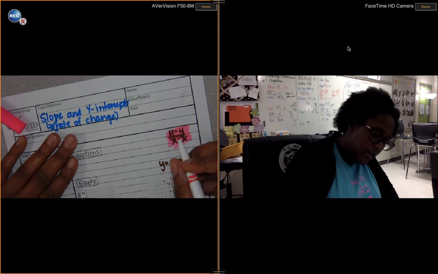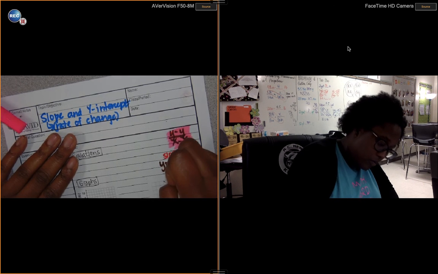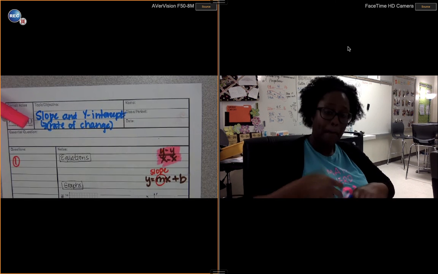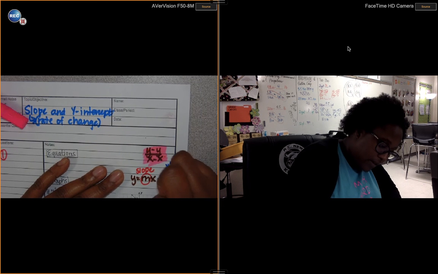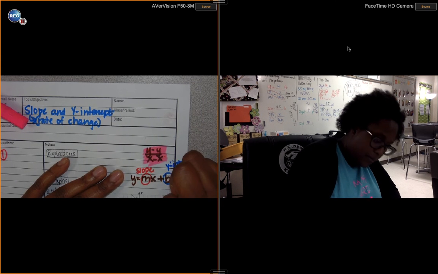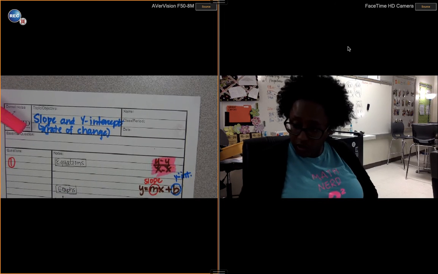This m is your slope. This b is your y-intercept, okay? You're going to need to know that. So we are going to start with equations first.